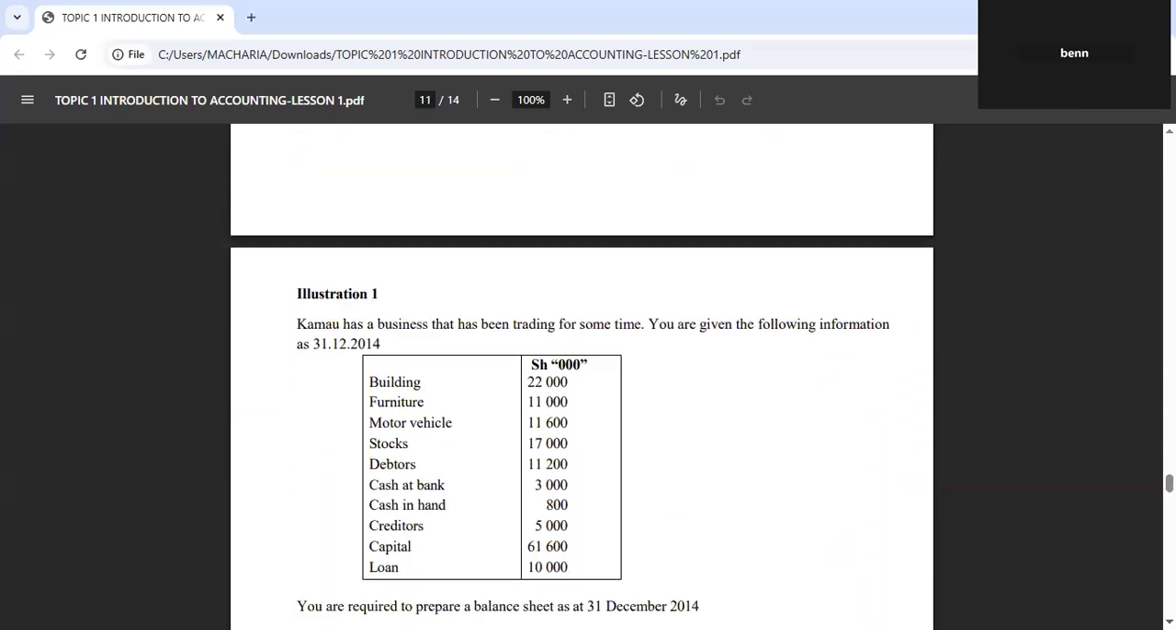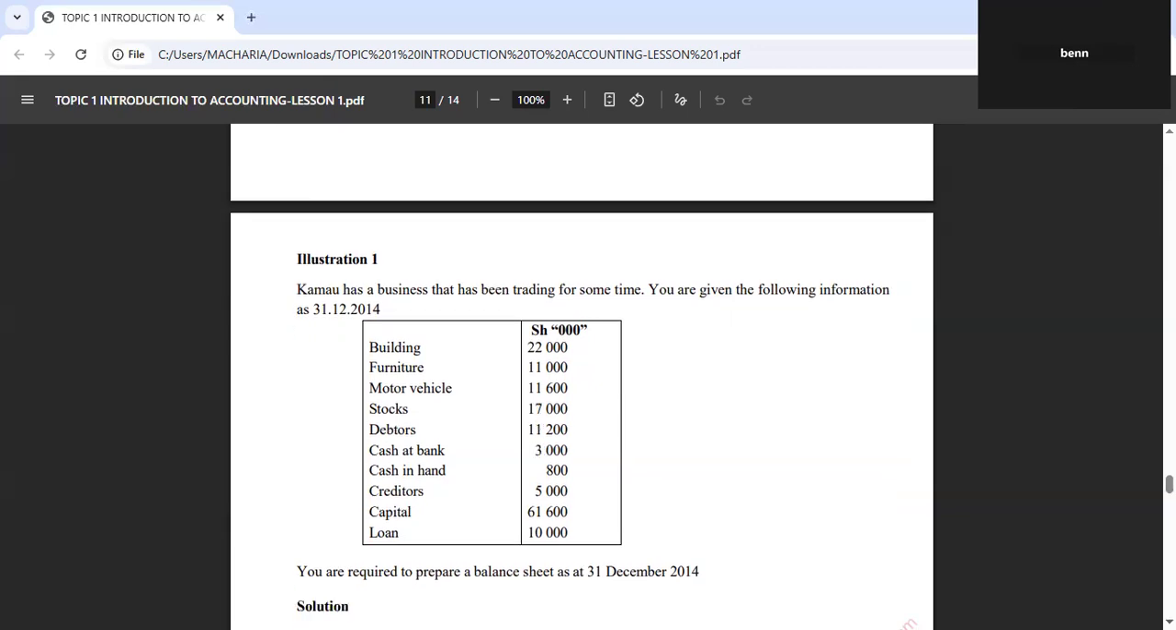Now, I have a question here. Kamau has a business that has been trading for some years. You are given the information below. You are required to prepare a balance sheet. I'm giving you 10 minutes. You tell me what are the total assets and what are the total liabilities. Tell me the total assets and what is the total capital. And I will also ask you which items are capital and which ones are liabilities. So take 5 minutes and look at this.